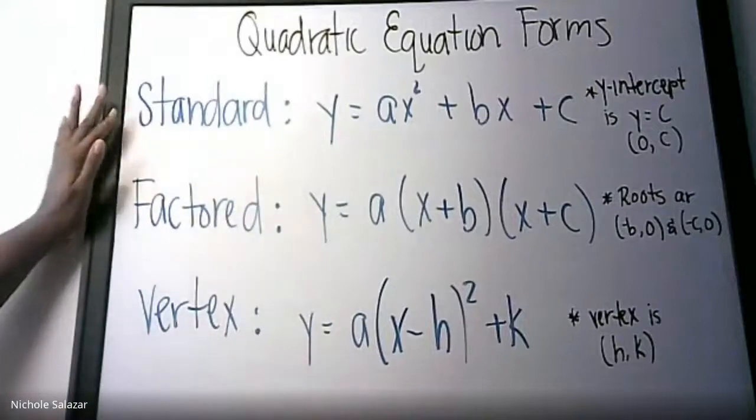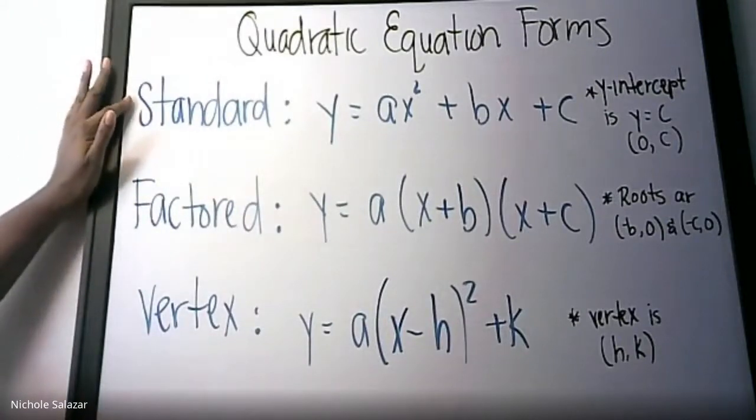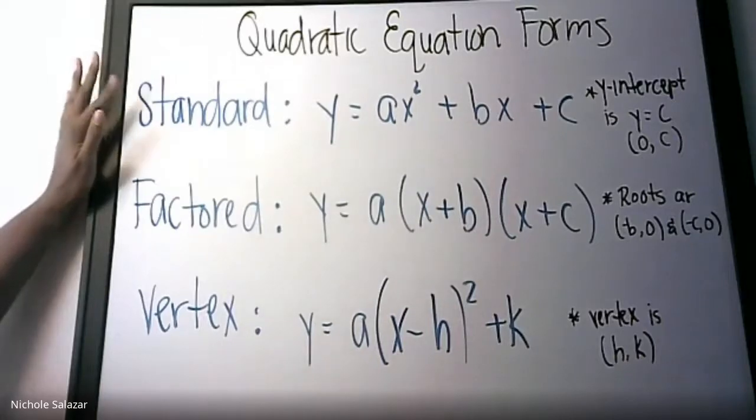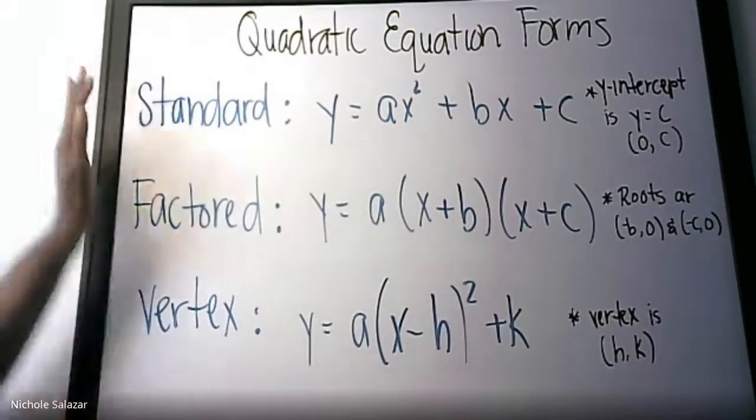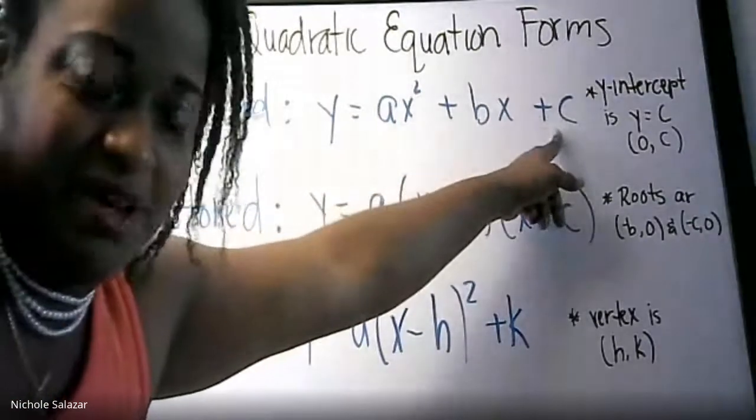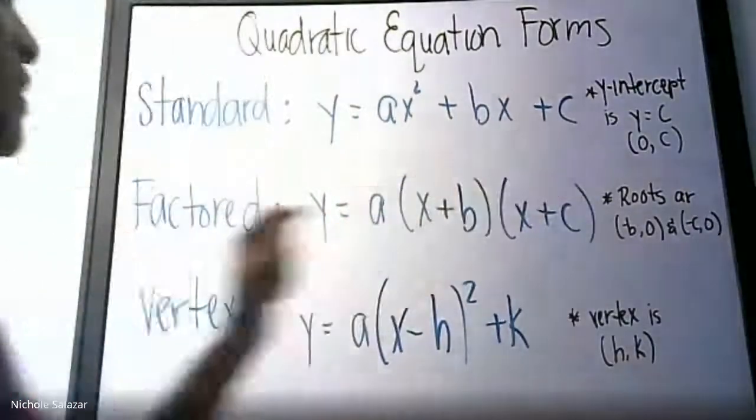The first equation that we dealt with is the standard form, y equals ax squared plus bx plus c. In this standard form, we can find the y-intercept easily by just looking at the c. That's where it crosses the y-axis.